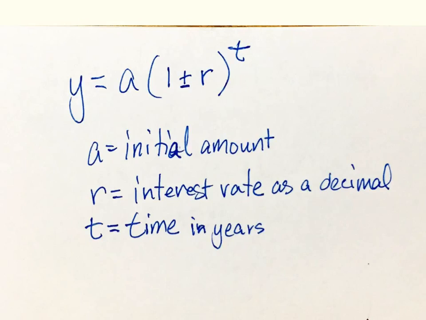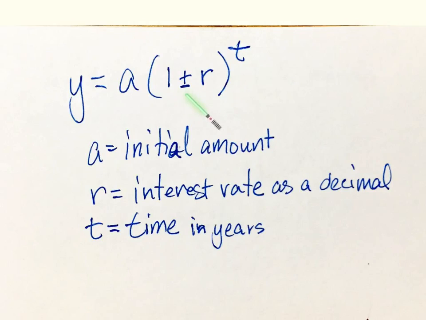If you put in an initial amount of money and you put it at a certain interest rate for a certain amount of time, there is a formula that you can use to calculate how much money you'll have after a given number of years. And that equation is y equals, or the amount that you'll have at the end is equal to a, which is our initial amount, times, and in parentheses, 1 plus or minus r.